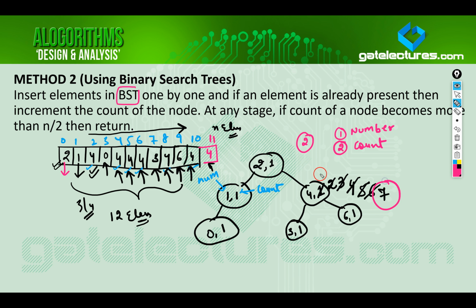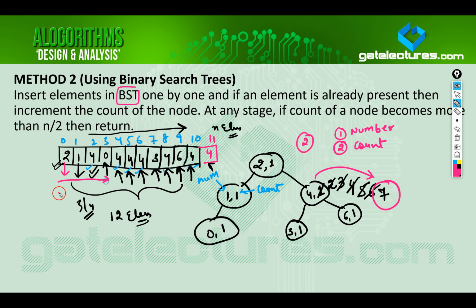Now here we can see, after traversing the entire array, that 4 is coming at least 7 times, hence it is a majority element, and for this we are going to use this binary search tree. Now try to find out what will be the time complexity while performing this entire solution.